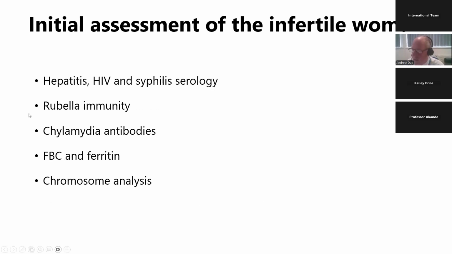It also recommends checking chlamydia antibodies. Chlamydia infection could cause tubal blockage and tubal problems. And a general check of prenatal health, if you like, which would be relevant if the woman subsequently became pregnant. And in some cases, chromosome analysis to look for evidence of ovarian dysgenesis.